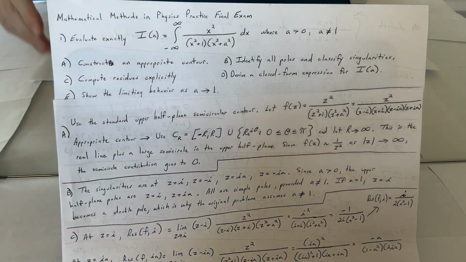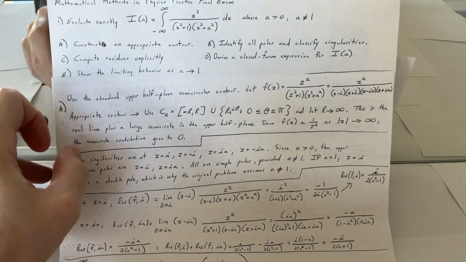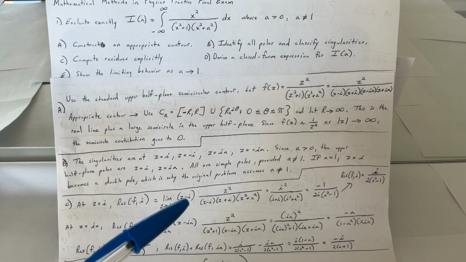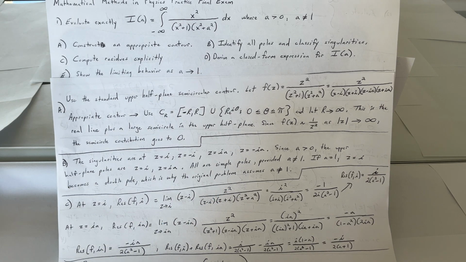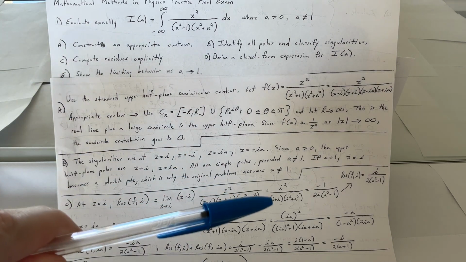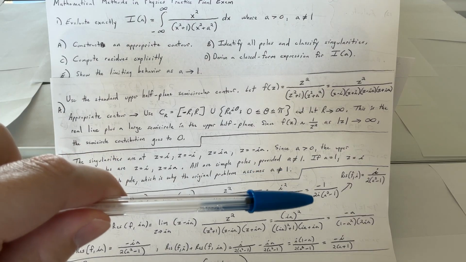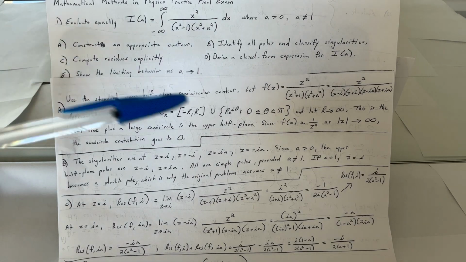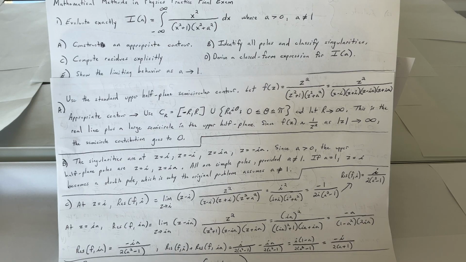Okay, for part C, the residues. So for this, part C, at z equals I, the residue of f at I equals the limit as z approaches I of z minus I times z squared over z minus I, z plus I, z squared plus a squared. So that equals I squared over I plus I times I squared plus a squared. So that's equal to negative 1 over 2I times the quantity a squared minus 1. So the residue of f at I equals I over 2 times the quantity a squared minus 1 when we simplify.